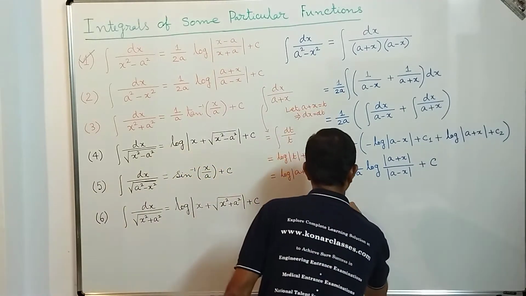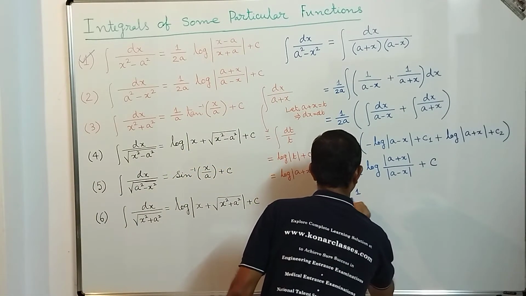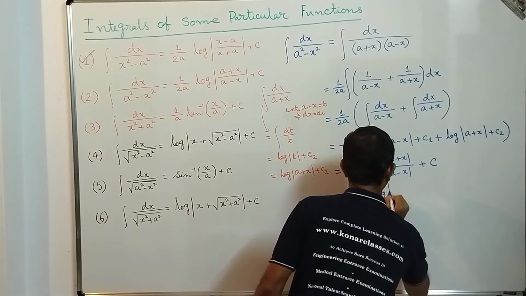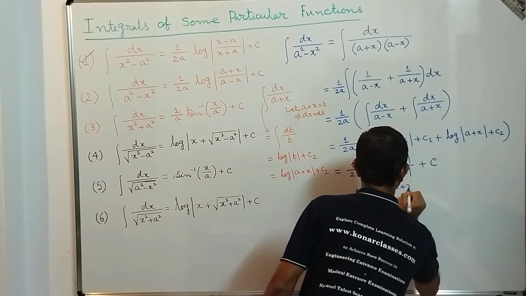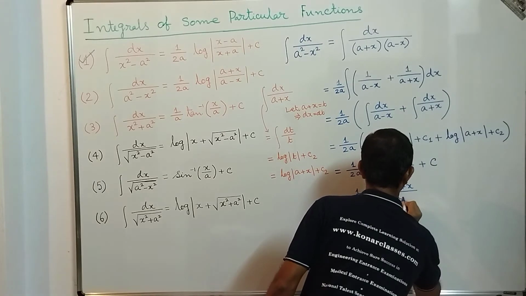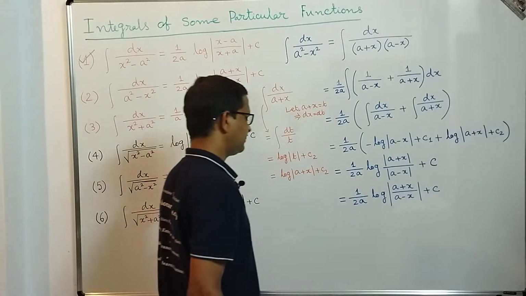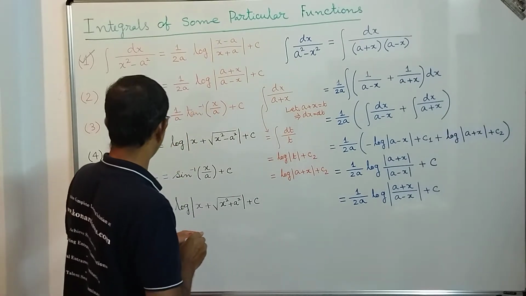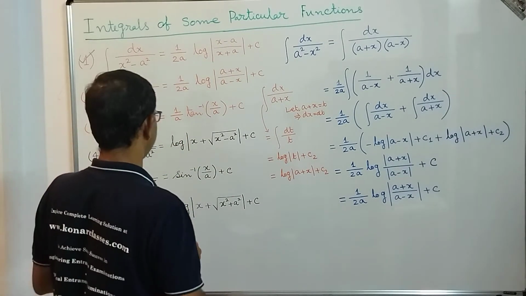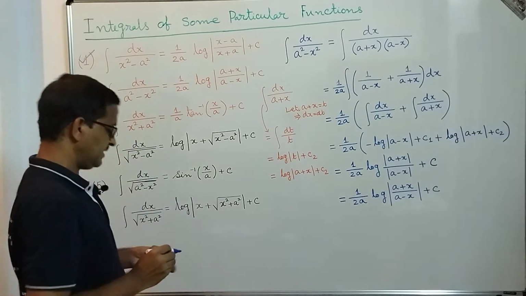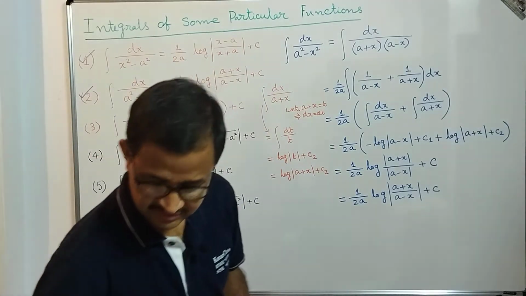So what we get as the result here, dear students? We get 1 by 2a into log of mod of a plus x divided by a minus x plus c, where c is the constant of integration. So we are able to derive the second one as well, dear students. Okay. Now let's proceed to the third one.